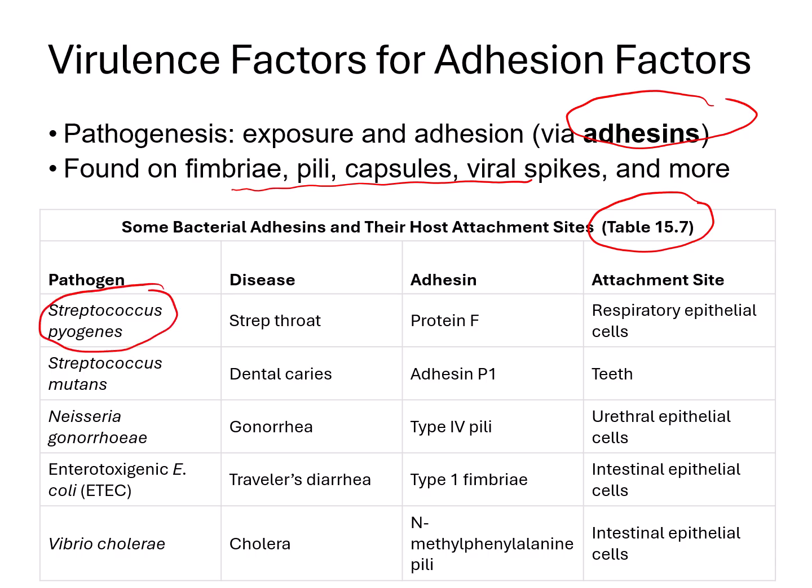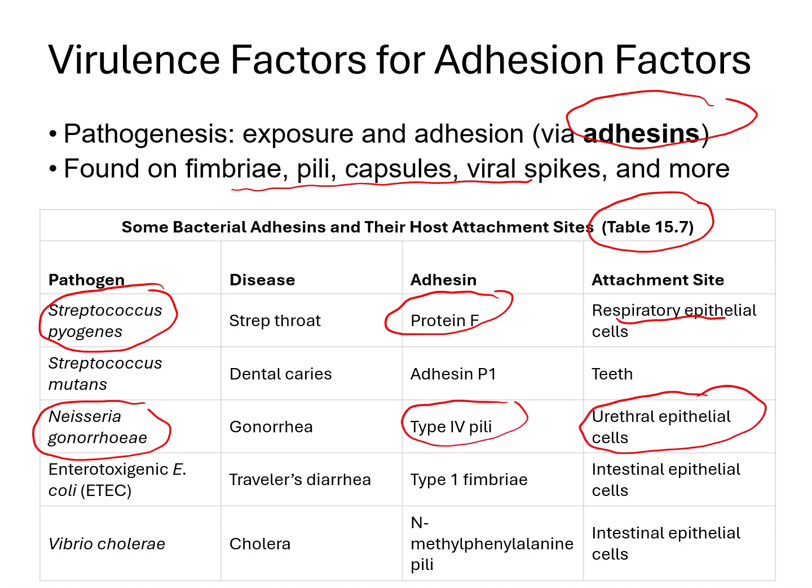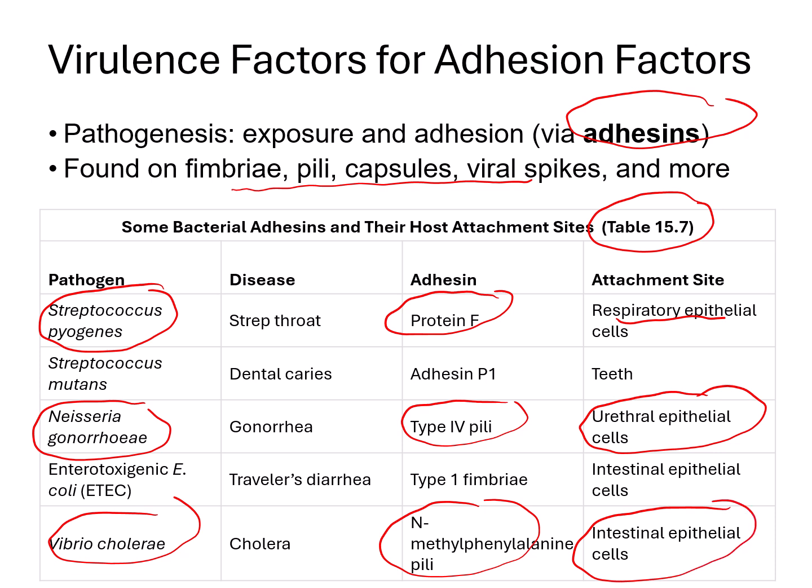Streptococcus pyogenes, which causes strep throat, for instance, uses protein F to attach to our respiratory epithelial cells. Neisseria gonorrhoeae, which causes gonorrhea, uses its type 4 pili to attach to our urethral cells. Vibrio cholerae has special structures on its pili that attach to our intestines. Each of these adhesins targets specific receptors in the host, and that really explains host and tissue specificity.